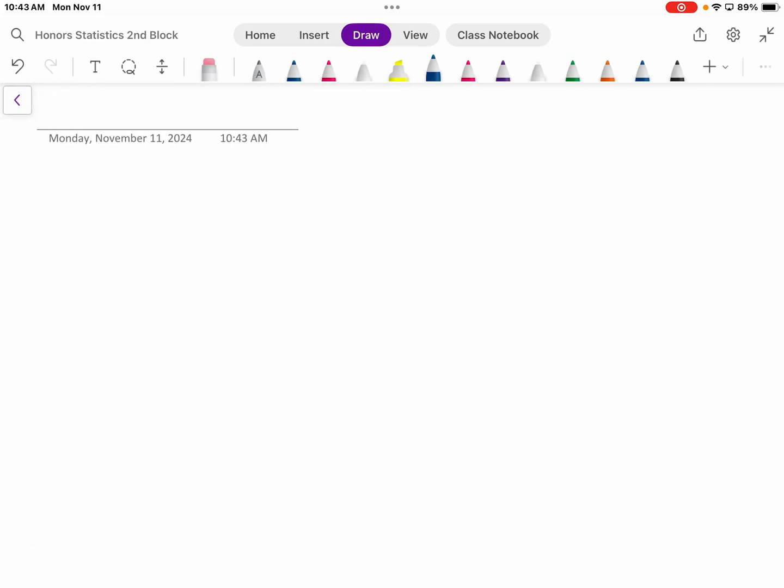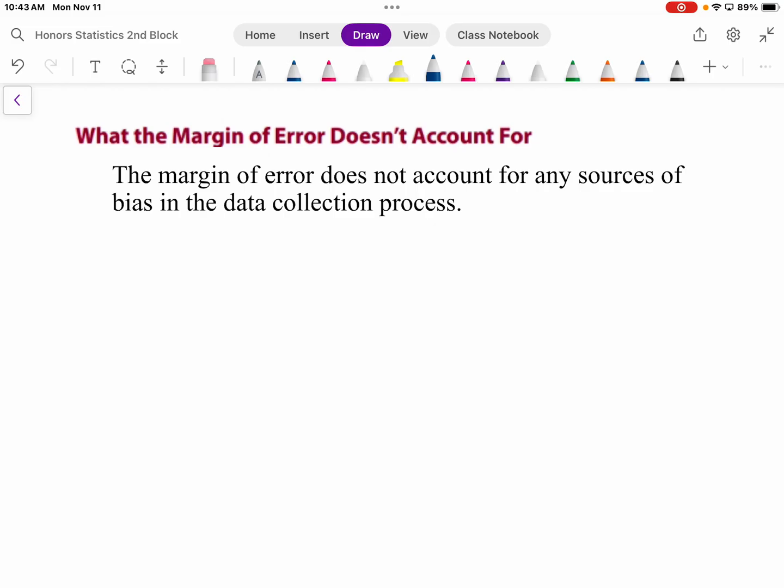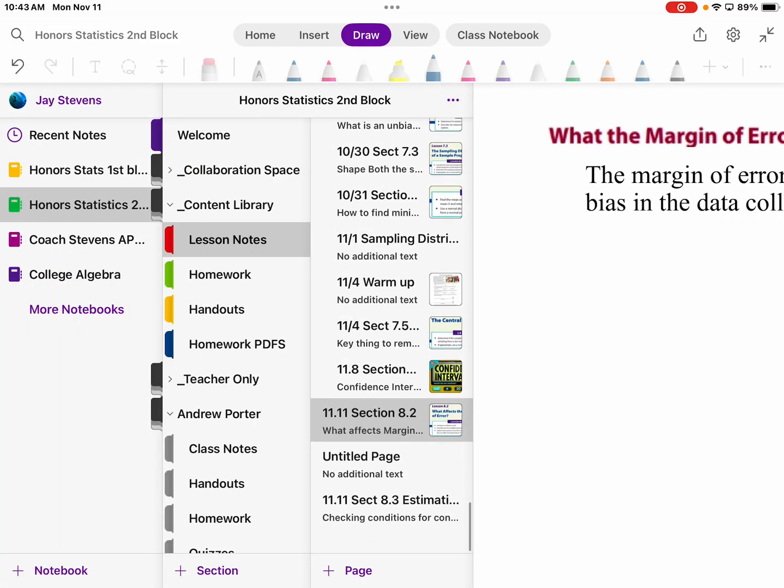Oops, I want to add a page. There it is.